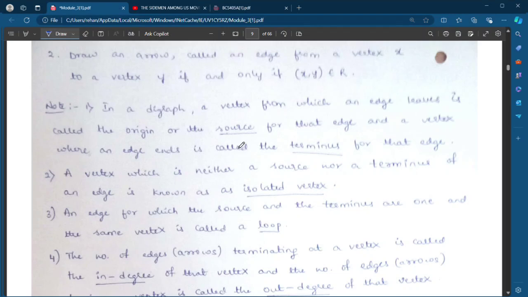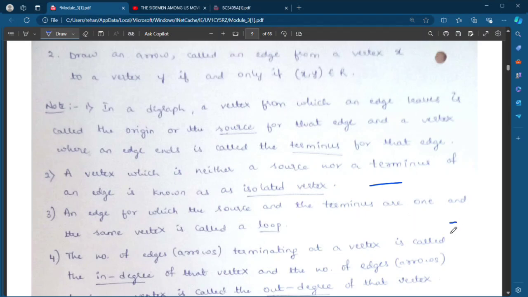I'm not able to just spell out the word. It comes under your DSA also, and ADA also. Some in, out something it is, I am not remembering. A vertex that is neither a source nor a terminus is known as an isolated vertex. I think it's like that.